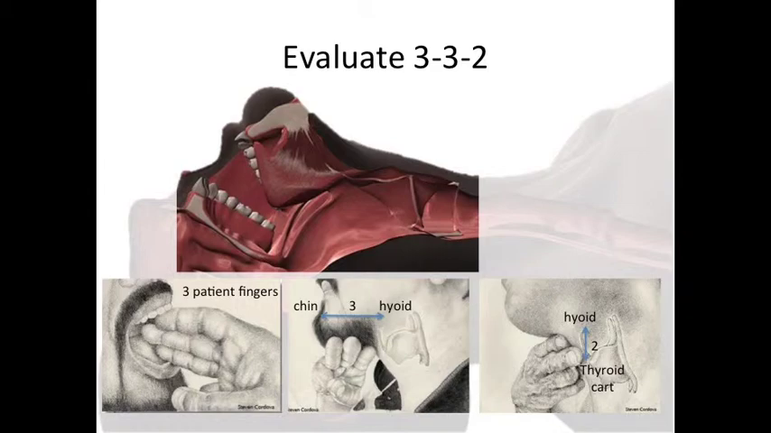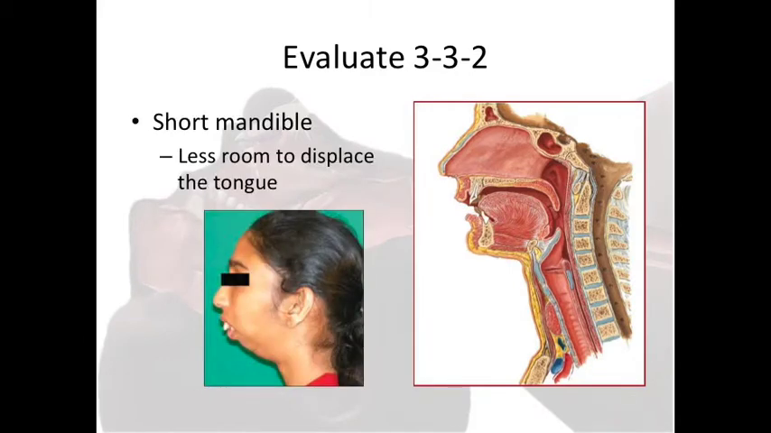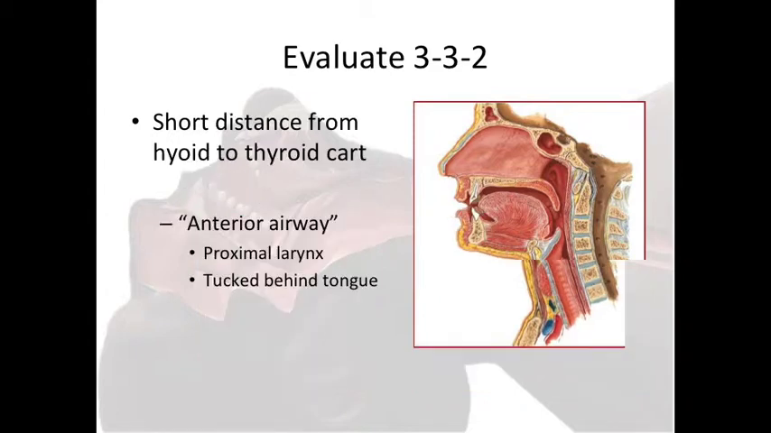This may be a little more difficult to do in the field, but if you kind of just take a quick look at the patient's anatomy and see if it's within these ranges, you'll be able to tell if it may be a difficult airway or not. Now when you look at a side view and you shorten the distance from the chin to the hyoid bone, as you may see in patients with Treacher-Collins syndrome, you see that there's less room to displace the tongue, which is one of the roles of the laryngoscope, so you may not get a great view of the cords. Now if we shorten the distance from the hyoid bone to the thyroid cartilage, we get what people describe as an anterior airway.